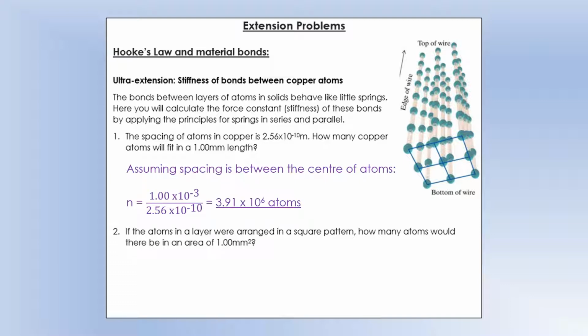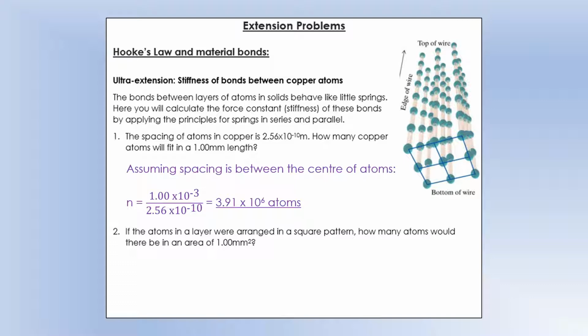But once we've done that, we can figure out how many there are by doing the length, which I've converted into meters so that they're both in the unit of meters, divided by this spacing, and that gives us this value of 3.91 million atoms, so quite a lot.